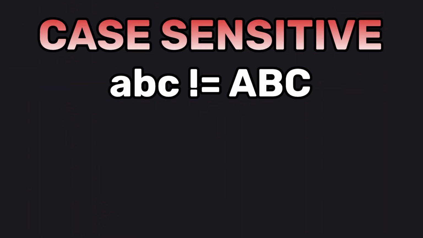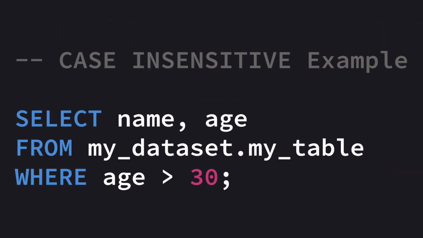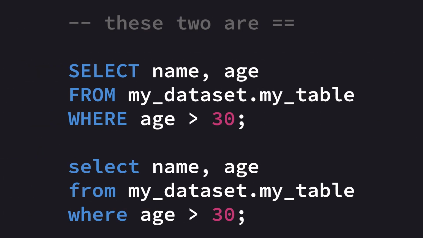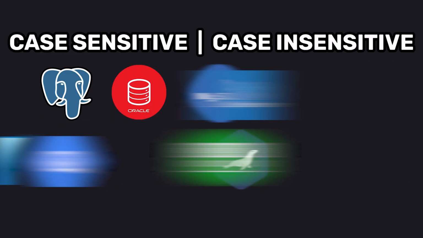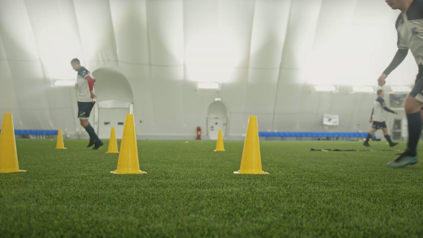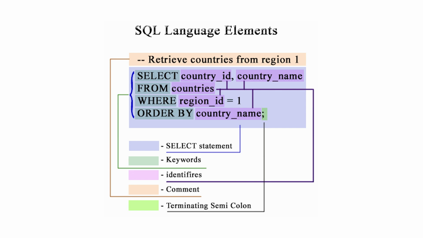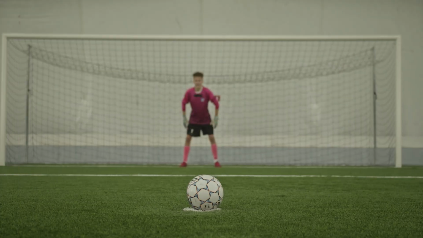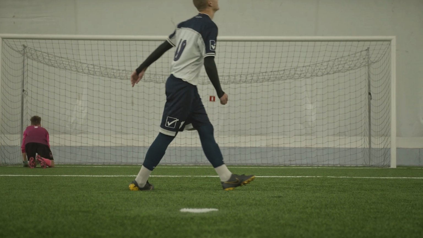SQL is generally case insensitive, meaning that keywords like select, from, and where can be written in uppercase, lowercase, or a mix of both. For example, the following queries are equivalent. However, case sensitivity can matter when dealing with string comparisons or database object names, depending on the database system. To ensure consistency and readability, it's a good practice to write SQL keywords in uppercase and identifiers like table and column names in lowercase.